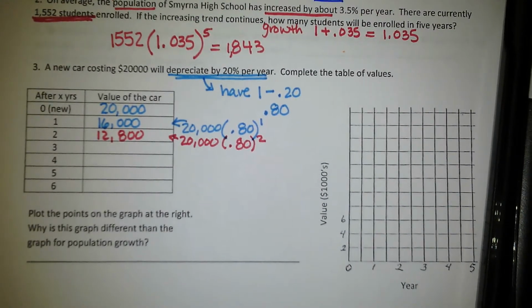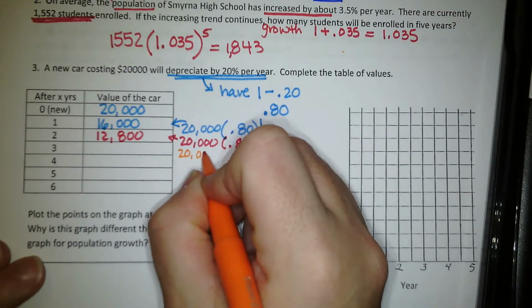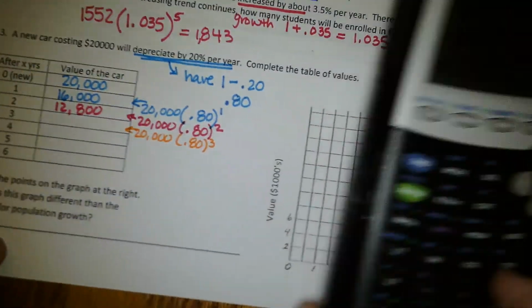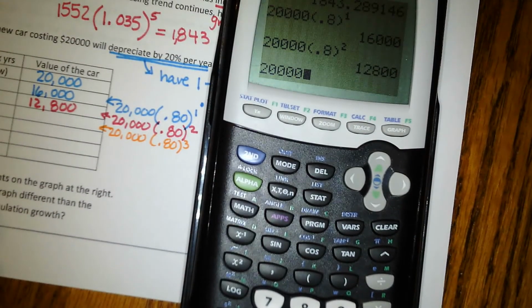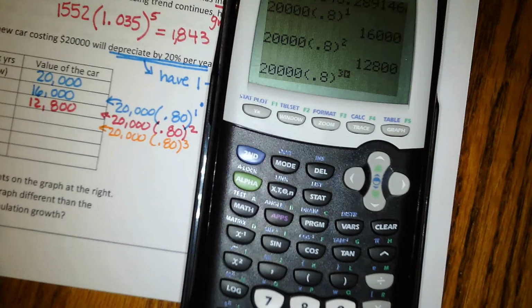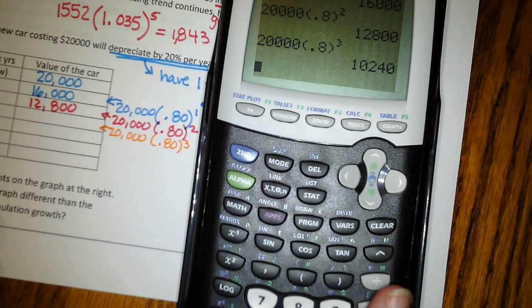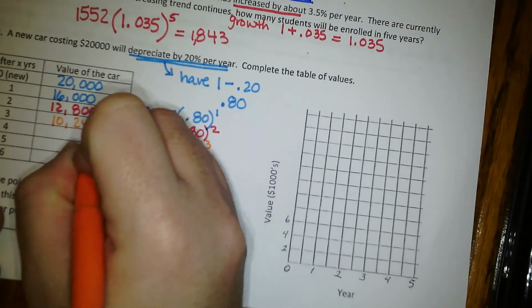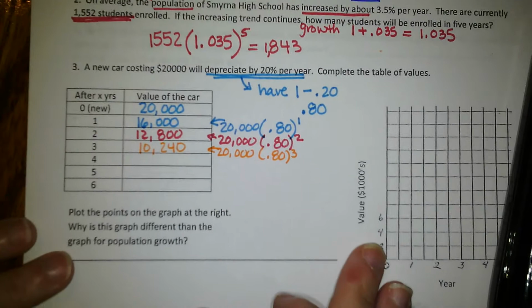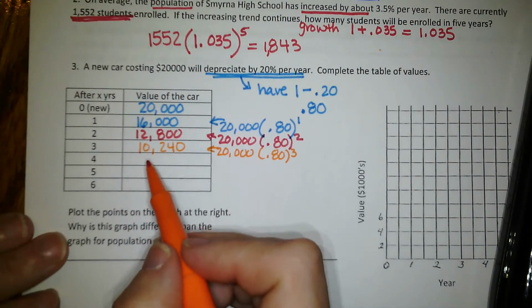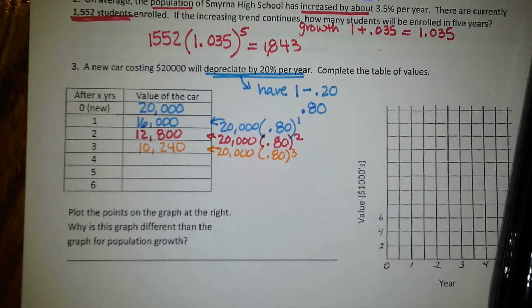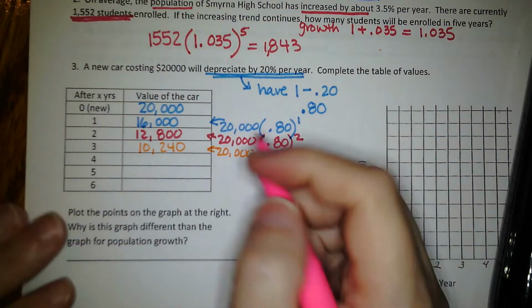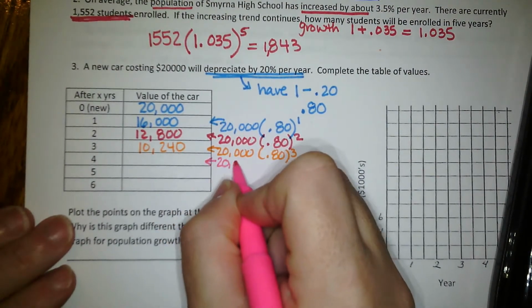Now we'll look at year 3. So 20,000, 0.8 raised to the third, 10,240. Okay. So in 3 years, we've lost almost half of the cost of the vehicle. And this is normal. This isn't just for a math problem. This is like normal life stuff.